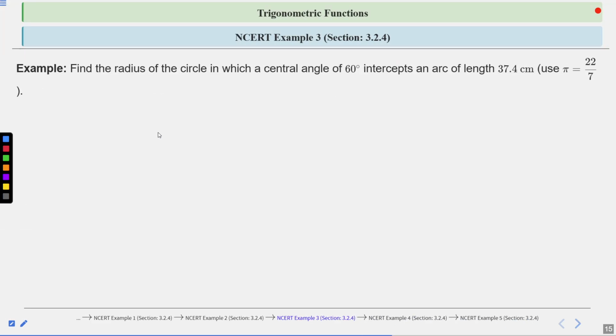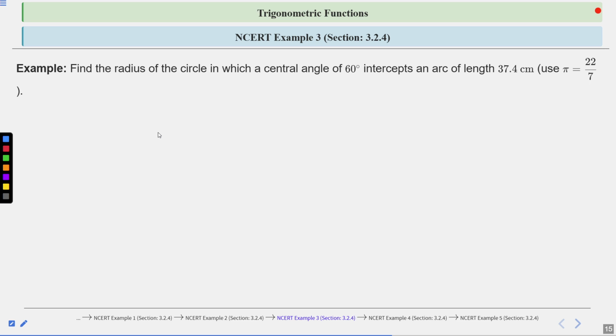Now this example: find the radius of the circle in which a central angle of 60 degrees intercepts an arc length of 37.4 centimeters, and if you need, you can use your pi value as 22 by 7. I hope the question is clear.